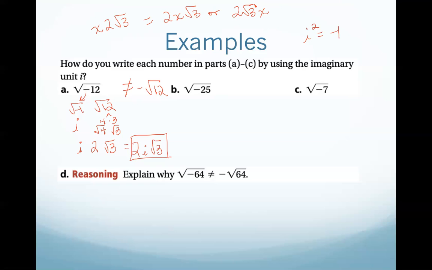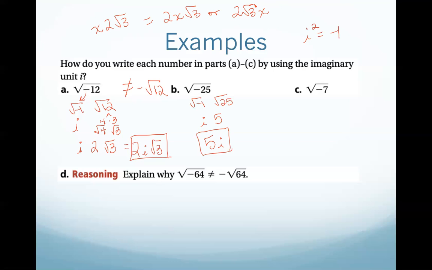Square root of -25, we're going to write that as the square root of -1 times the square root of 25. That's i times 5. But again, just like with x, I wouldn't leave it as i times 5, I would write it as 5x. So we write this as 5i.